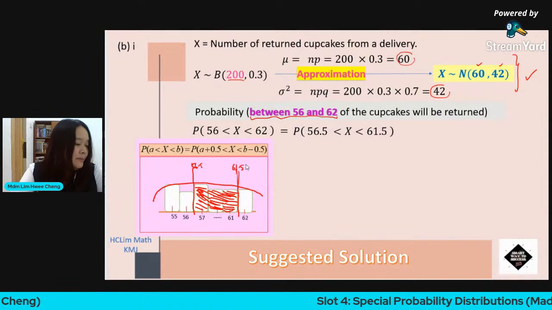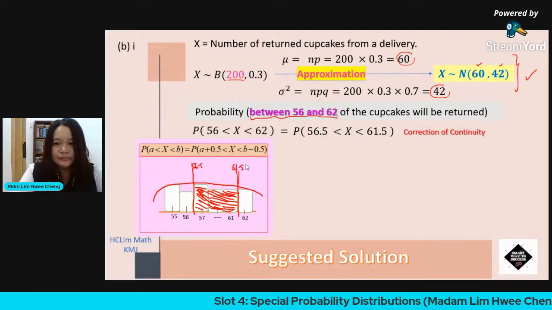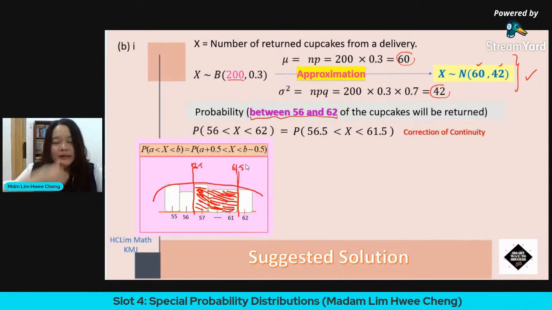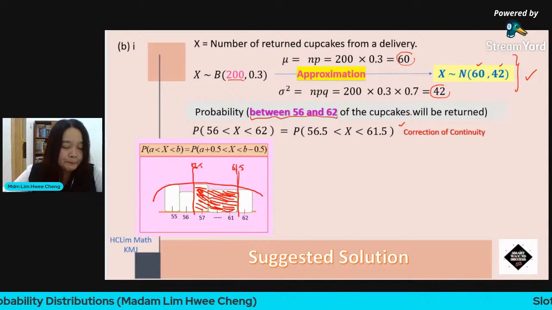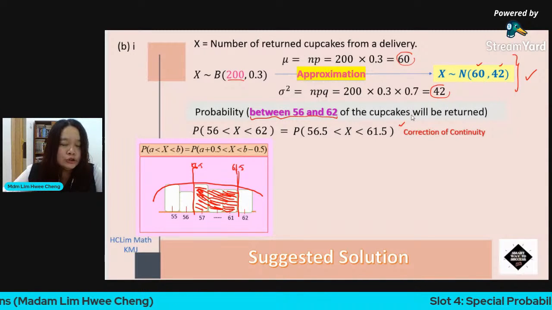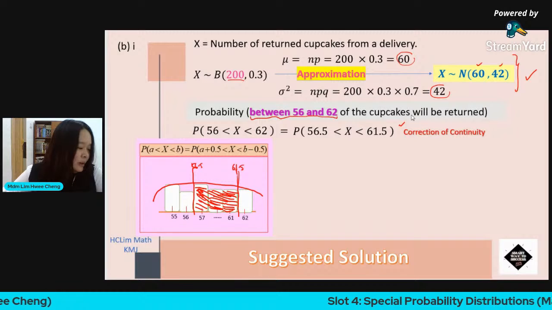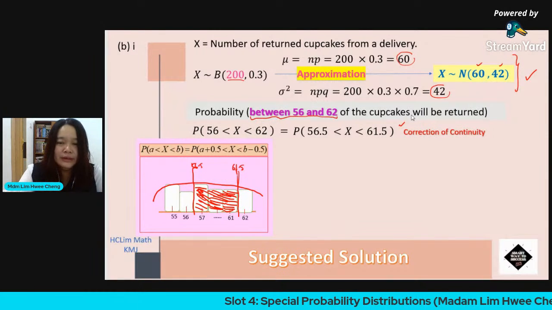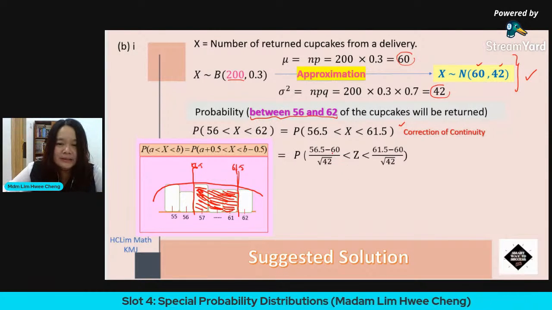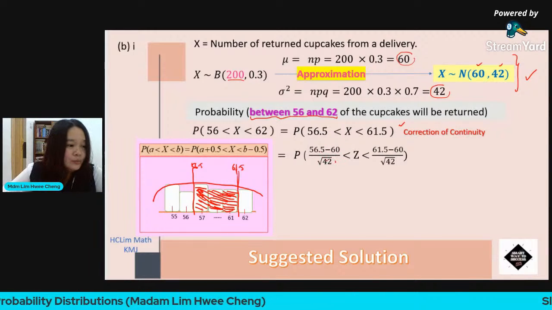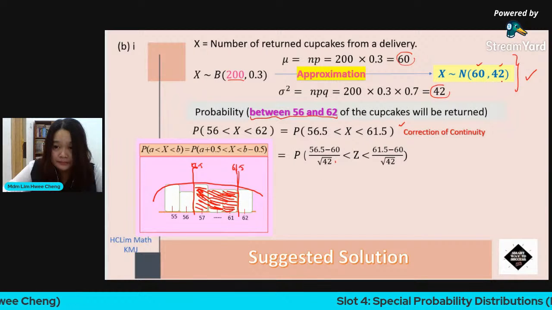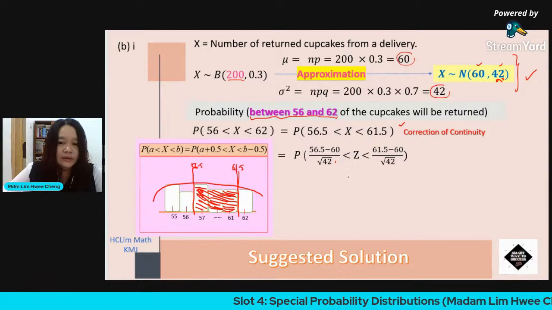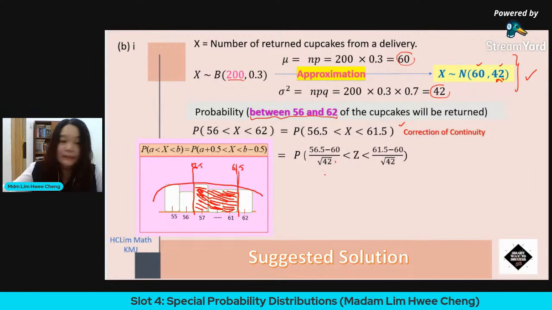This step you must do first. Correction of continuity, you do this first. Since we change to the normal, we have to do the correction of continuity, then only we standardize. Standardizing, we usually subtract the mean and divide by the standard deviation. Take note, it is not divide by the variance. This is the variance, sigma squared. That's why you have to divide by the standard deviation.